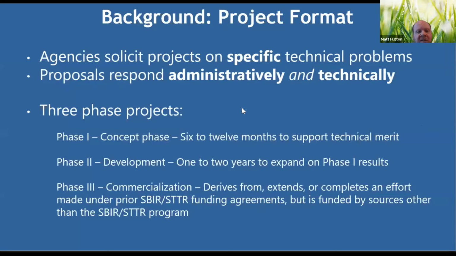These are 3-phase projects. For the most part, you're going to be applying for a phase 1 project in your first go around. Phase 1, they have a little bit of a different take on it at different agencies, but typically it's going to be a proof of concept project, about 6 to 12 months in duration, to support the technical merit or the scientific merit of the research avenue that you're pursuing. Usually around 100 to $250,000 of federal funding.